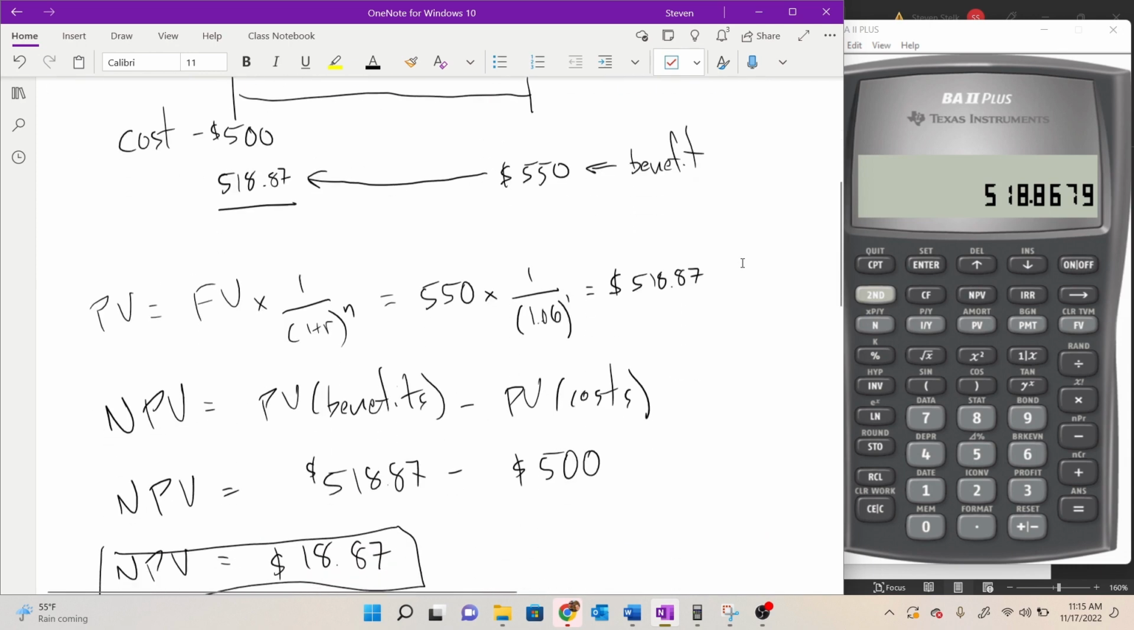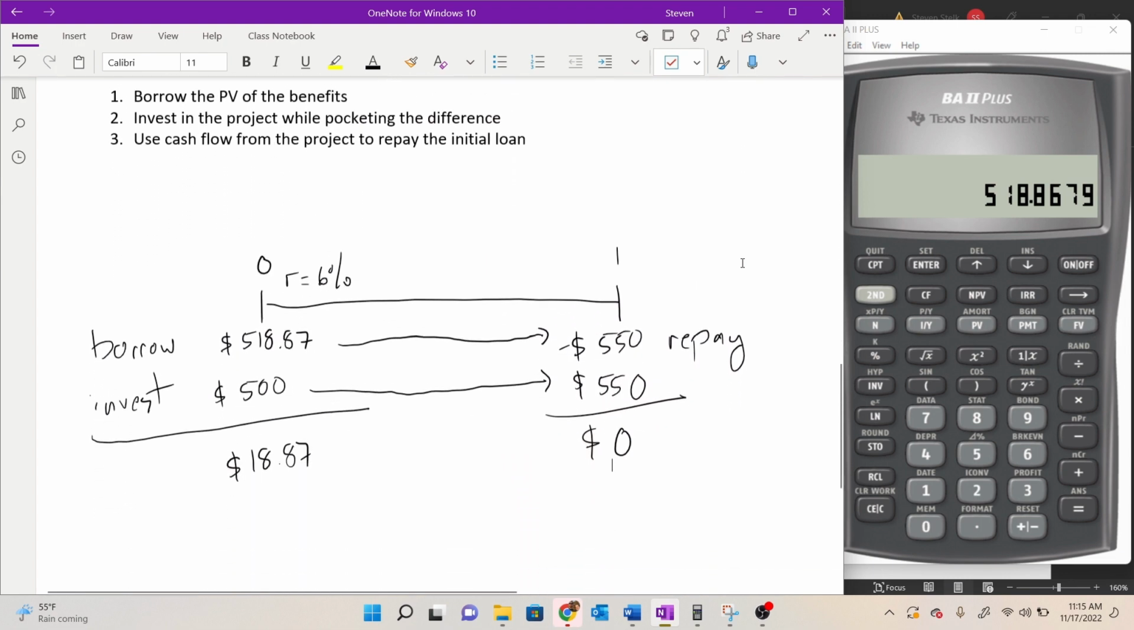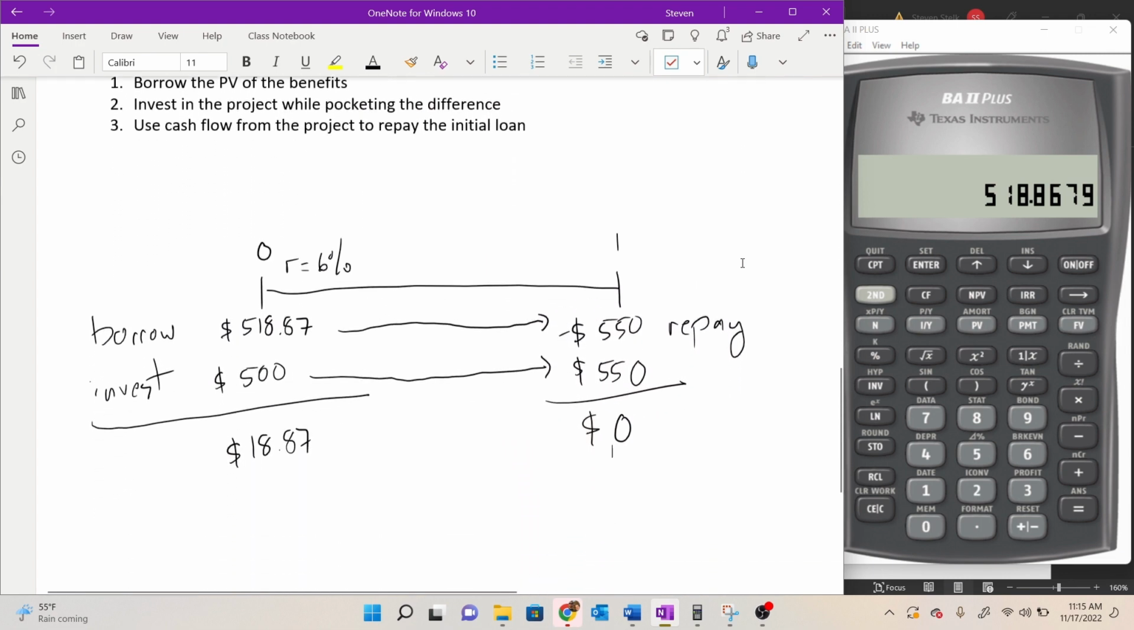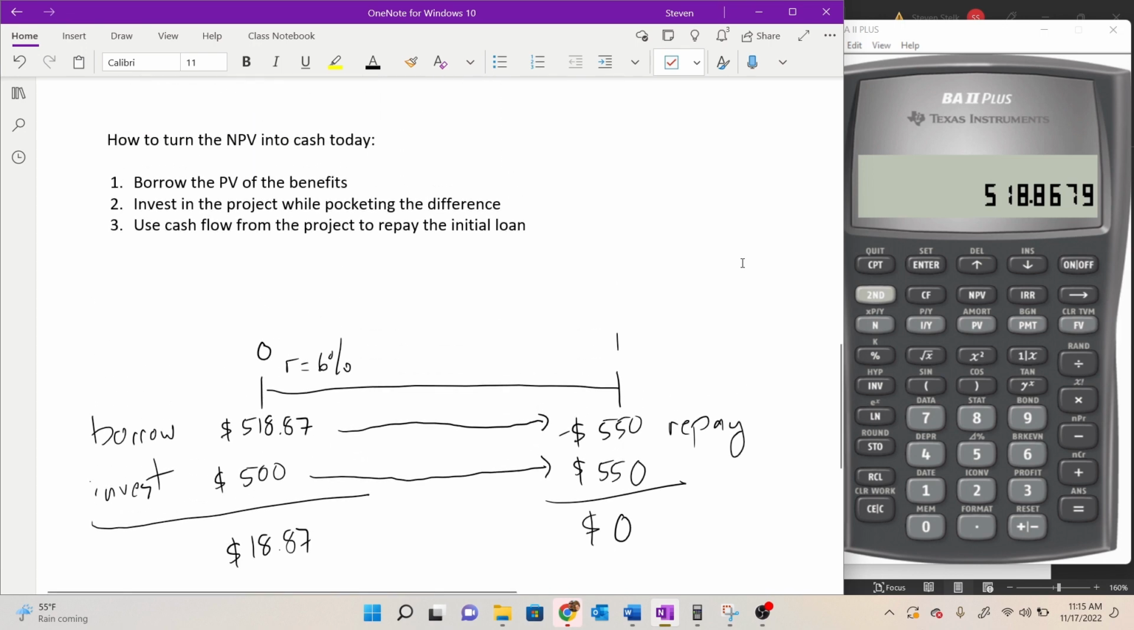The concept still plays out, even though for most of us you can borrow and lend at very different rates, right? It's going to cost you a little bit more to borrow than you can earn by investing in most cases. But we can make that adjustment with a spreadsheet. It's a little more complex, but the idea is exactly the same, right? So that is net present value.